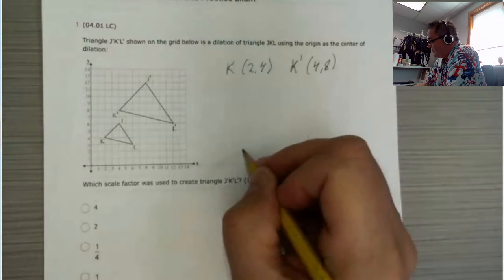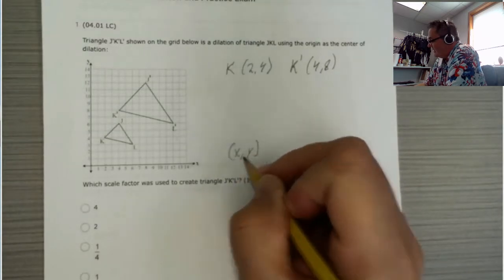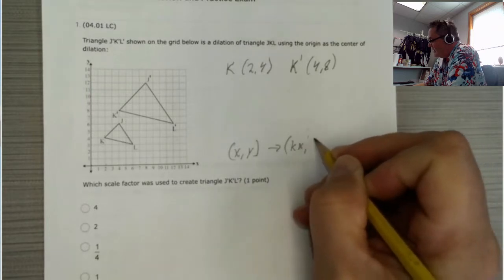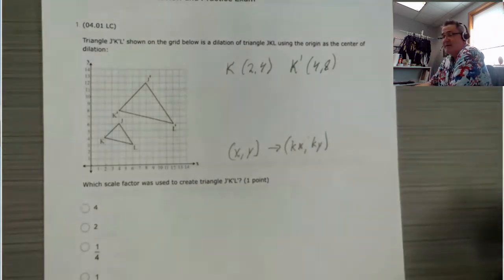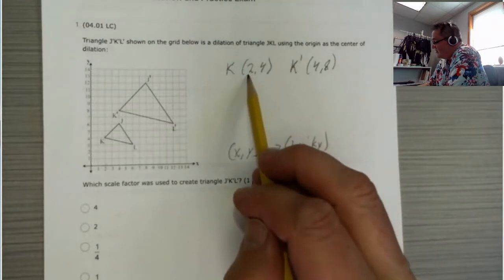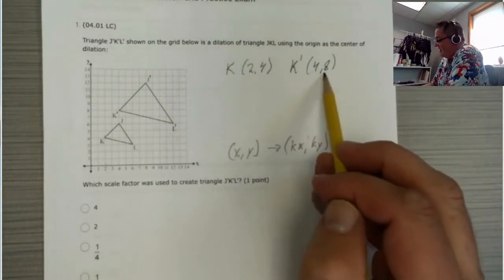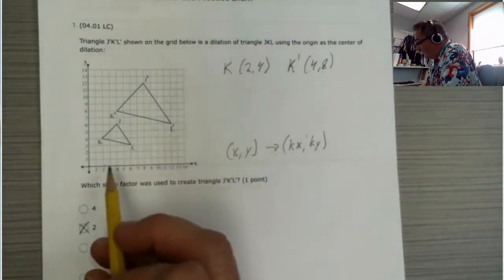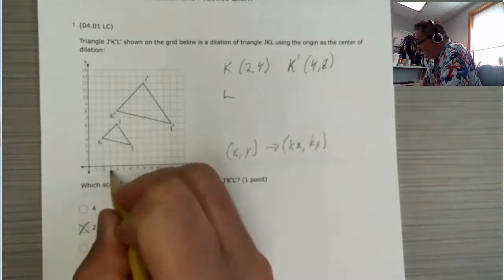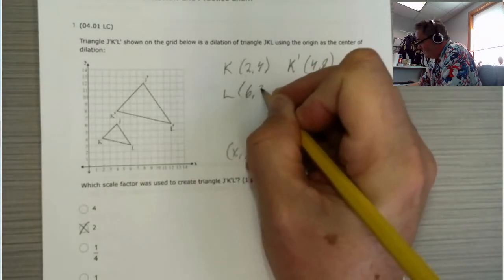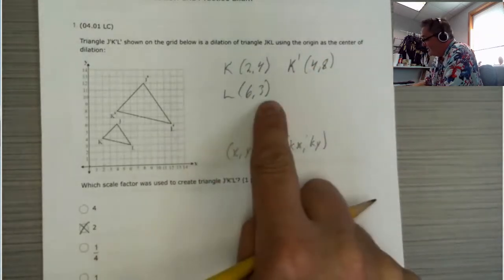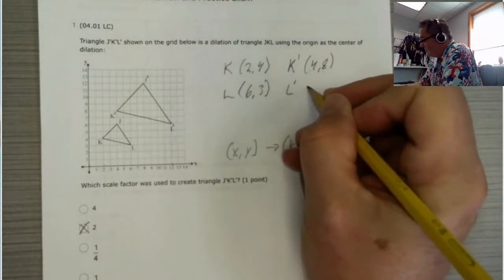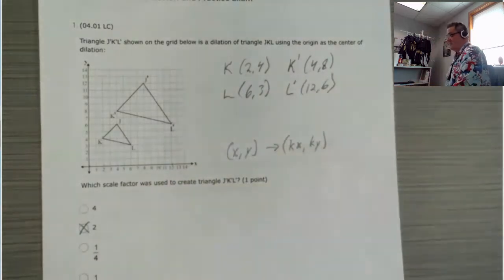Well, we know a dilation works by taking a point XY, and it will take the scale factor, whatever the scale factor is, and multiply it by the X and the Y, the same scale factor. So what would the scale factor be to make 2 into a 4 and make 4 into an 8? Must be a multiply by 2. Let's go ahead and check another point just to be sure. L, let's look at L, 6, 3. If our scale factor is correct, this should be 12, 6, right? 12, 6. Yeah, that's what it is.